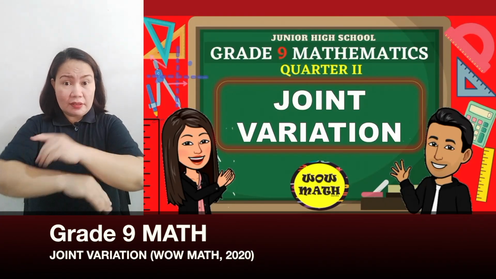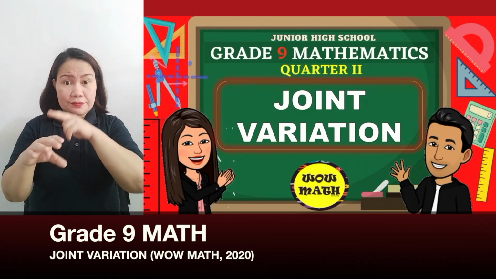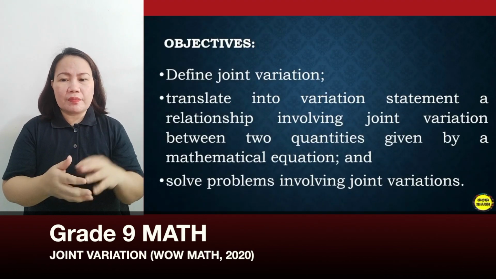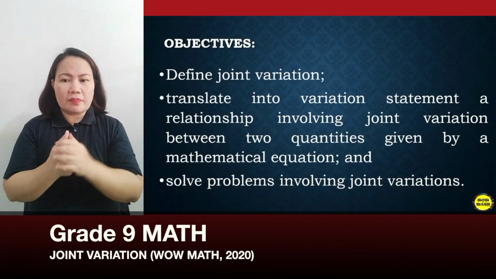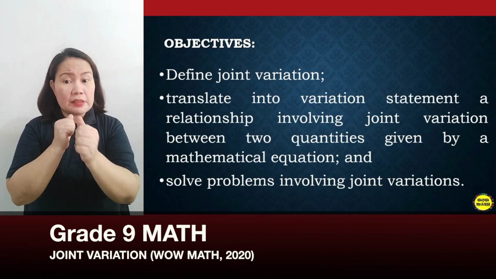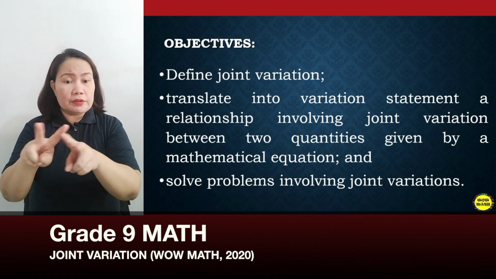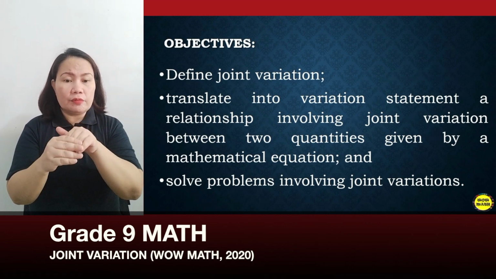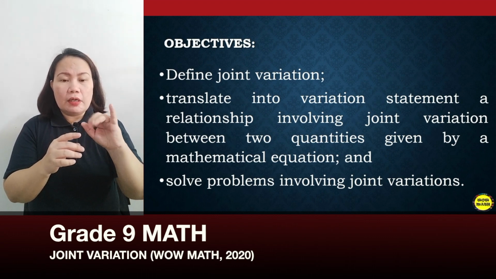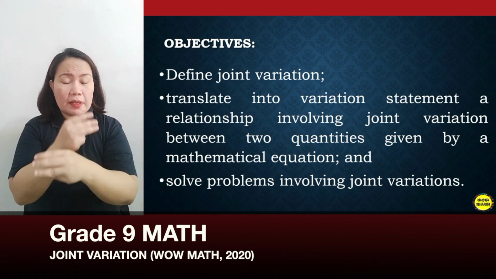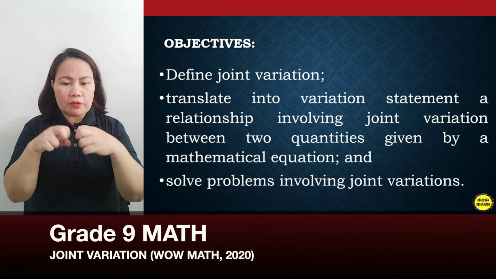Good day everyone. In this video lesson, we will discuss joint variation. Our objectives are: first, define joint variation; second, translate into a variation statement a relationship involving joint variation between two quantities given by a mathematical equation and statement; and third, solve problems involving joint variation.